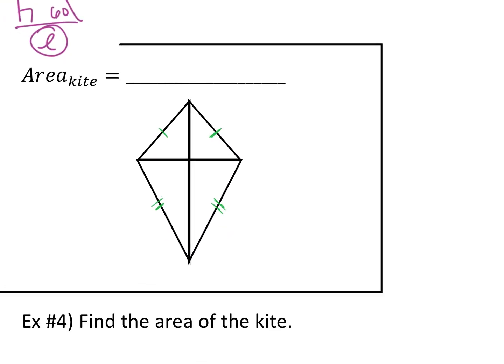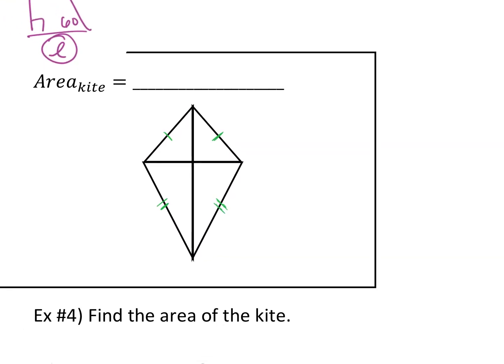So here's the deal with a kite. In a kite, there are several things. The diagonals of a kite are perpendicular. The diagonals of a kite are perpendicular. These lengths on a kite are the same.